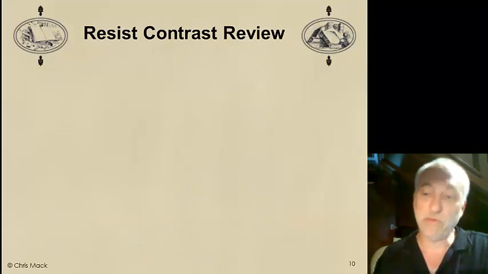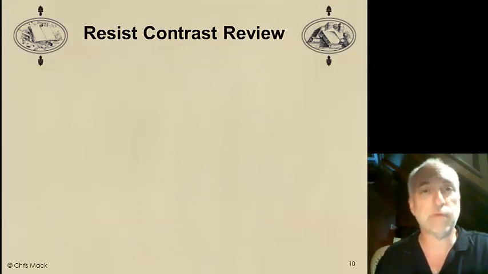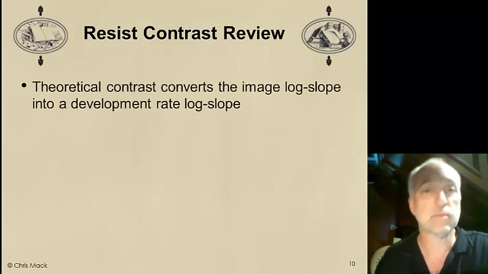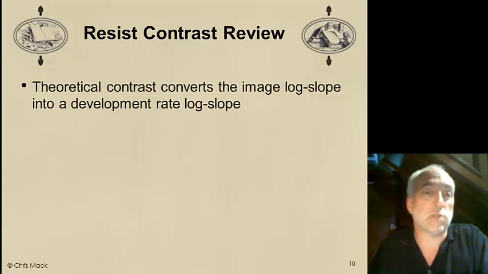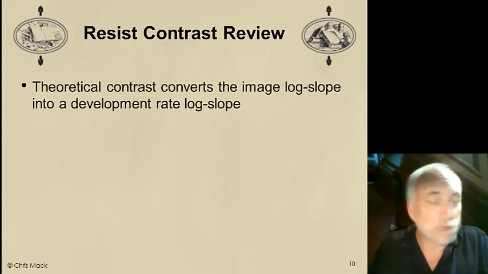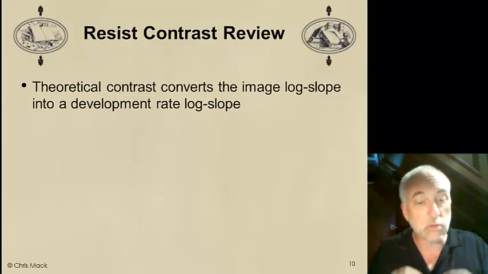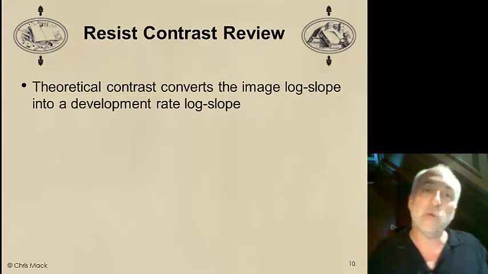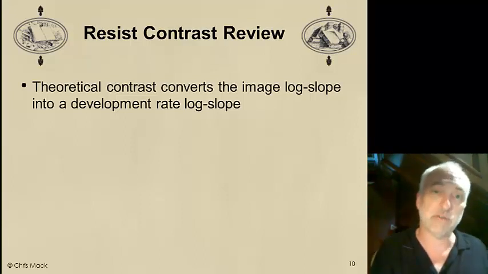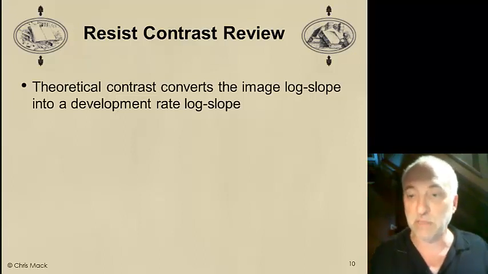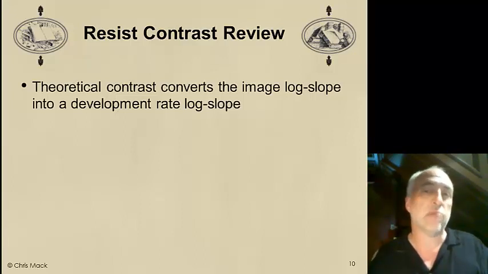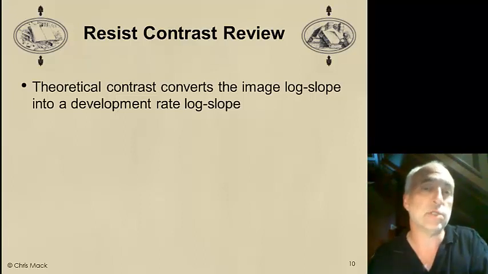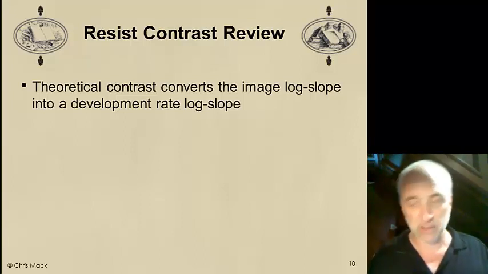So let's review what we've learned so far about photoresist contrast. First, theoretical contrast converts the image log slope, a measure of the quality of the aerial image that we're using to expose our resist, into a development rate log slope, which is a measure of how good our final developed photoresist pattern will look like. So higher values of contrast and higher quality aerial images produce higher development rate gradients.